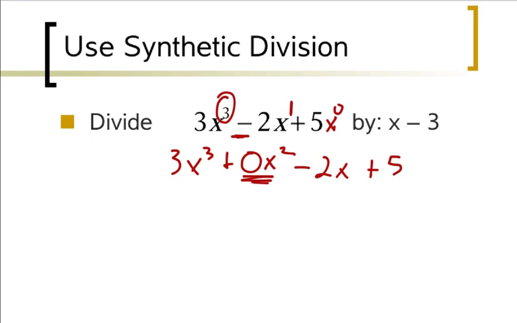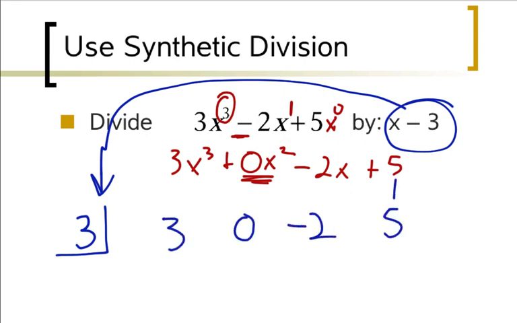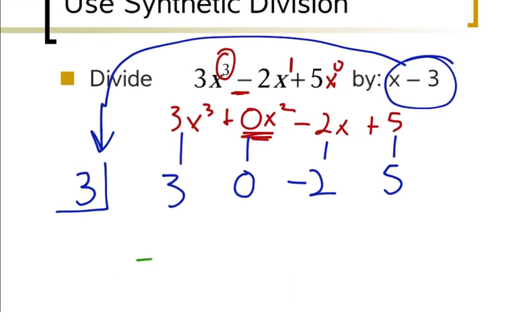And then we're going to take our x minus 3 and change it to a plus 3 and do our synthetic division. So we're going to plus 3 with our little box, bring down our coefficients, the 3, the 0, the negative 2, and the 5. Okay, so you can see those all coming down. And now we do the same process as last time. We draw our math problem bar, bring down our 3.